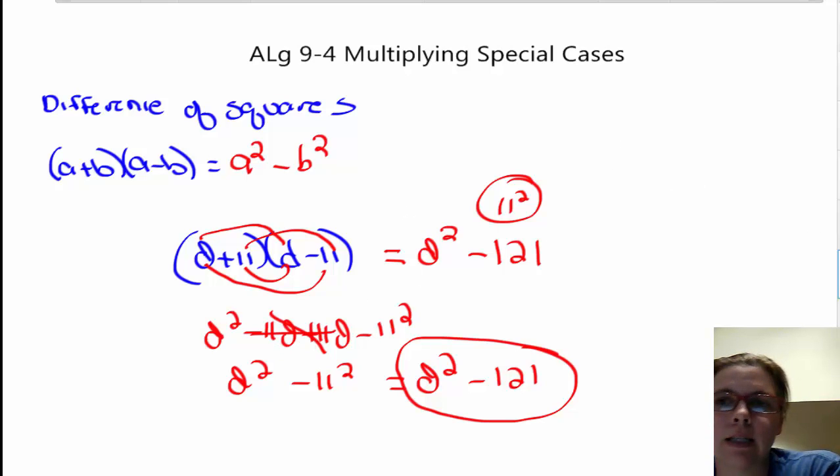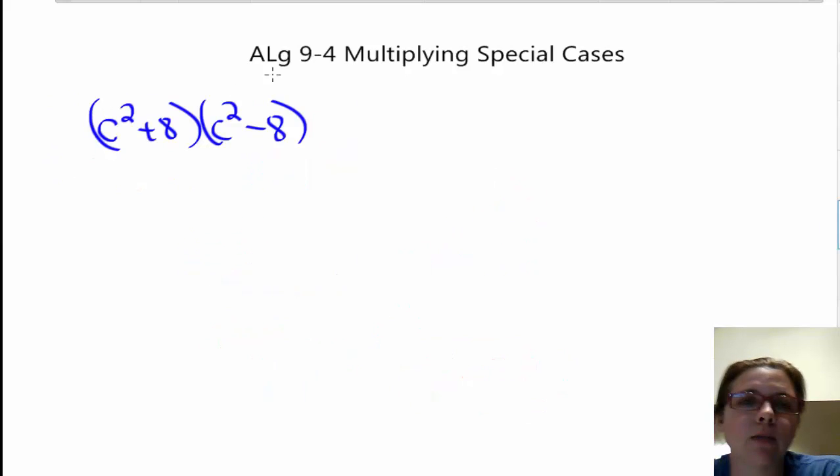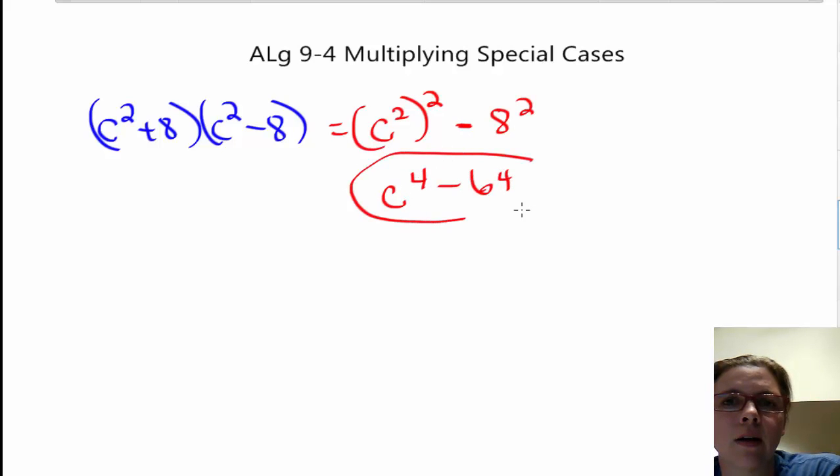It doesn't matter what it is, as long as they're the same, it's just one minus 1 negative, or one minus 1 positive. So like this one, we know it's going to end up being c squared, squared, minus 8 squared. So it's going to be c to the 4th minus 64.